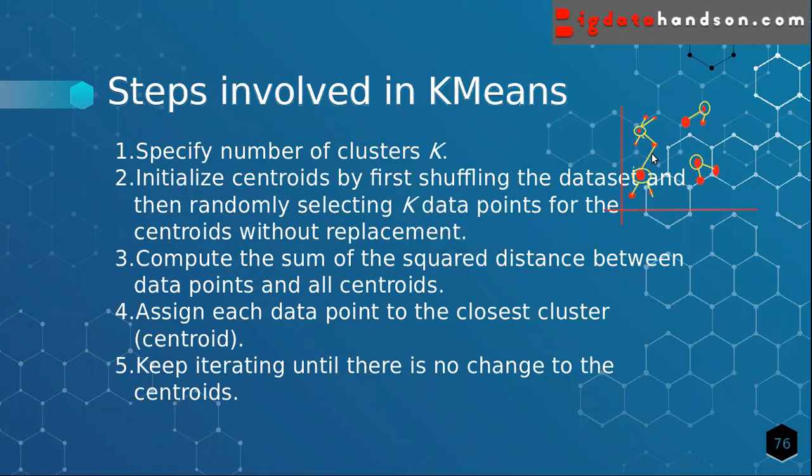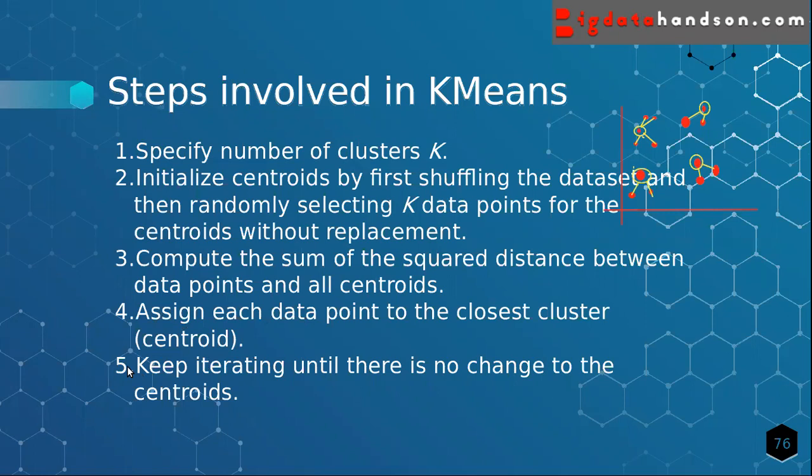We'll remove this and this. So this is how k-means clustering is working. In the first step, what I said before, the same thing is here. Assign each data point to the closest cluster, that's it. And the step 5.